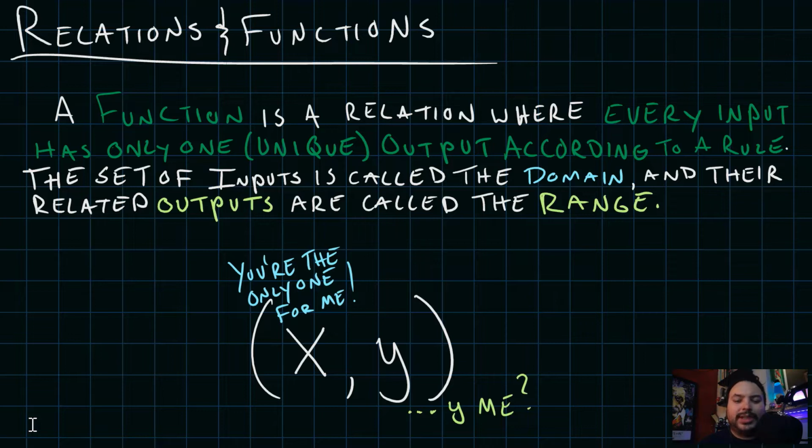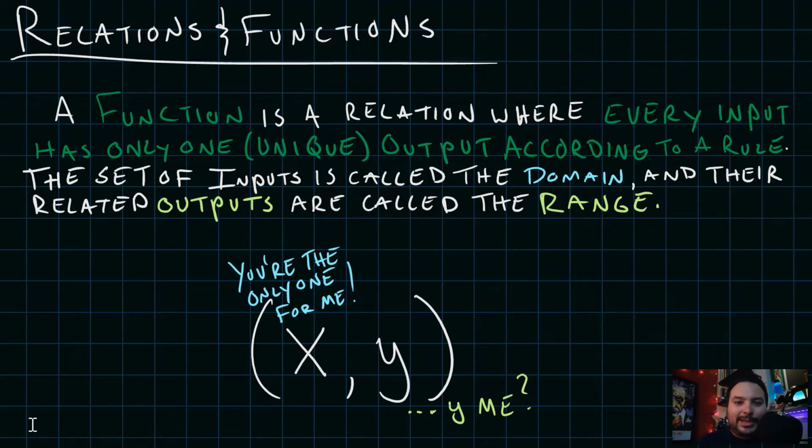So a function is a relation where every input has only one unique output according to some rule that relates them together. The set of inputs we call the domain, and their related outputs we call the range. You guys might be familiar with this from the last video. The domain are typically represented by the variable x, and the range we refer to as y values. In a function, x's have only one output. In a relation, x's can have different outputs for the same x value.